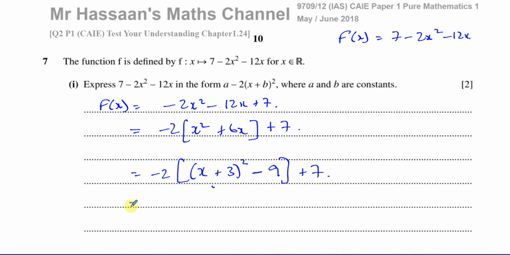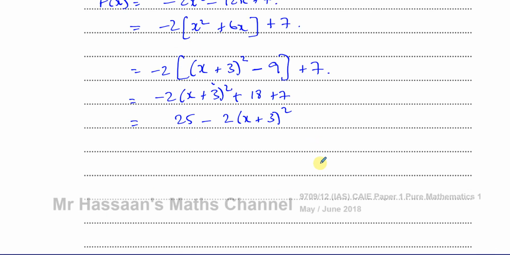Now I'm going to multiply this bracket by minus 2. And minus 2 times minus 9 is plus 18. Then I've got my plus 7 on the outside. So this is going to be in the form they want it: 18 plus 7, which is 25, minus 2 times (x plus 3) squared. So there's the answer for part 1.